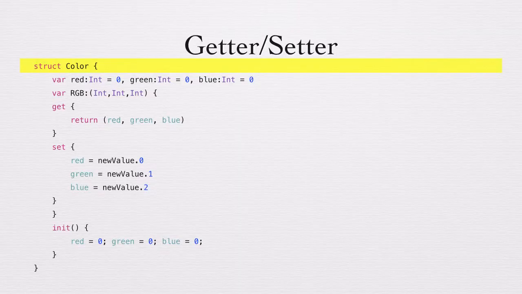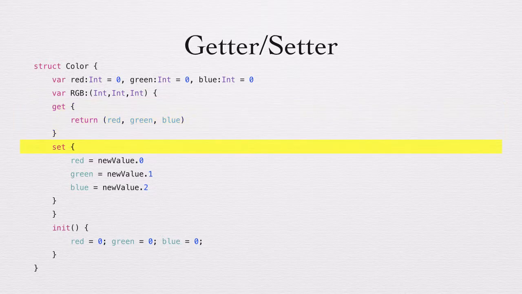We will now rewrite the definition of color structure. We declare three variables for storing RGB components of the color. We now declare a variable called RGB of type tuple that consists of three integer values. The get function constructs a tuple containing the three component variables and returns it to the caller.